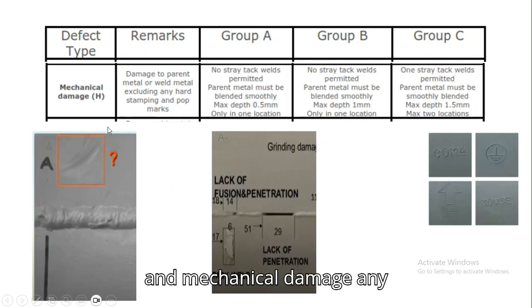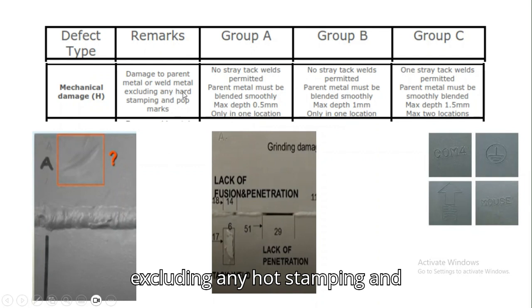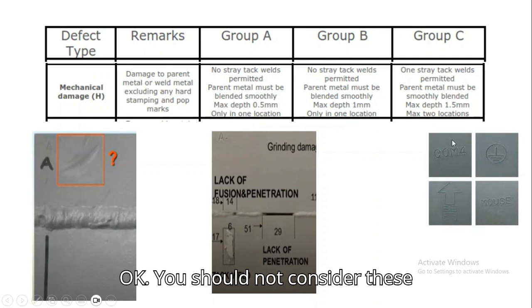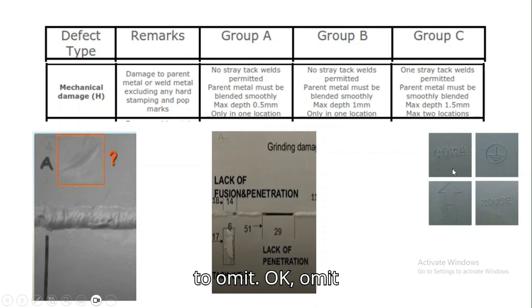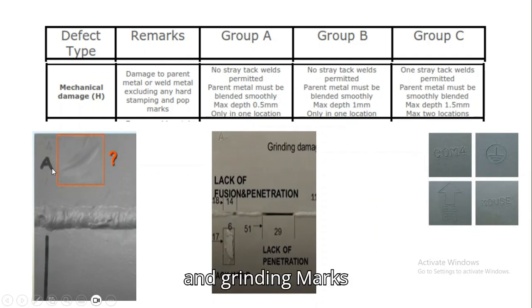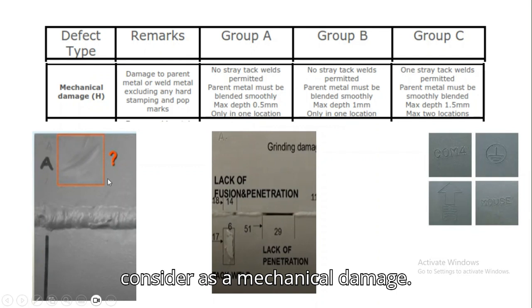And mechanical damage, any damage to the parent metal or weld metal, excluding any hot stamping and pop marks. This is a pop mark and stamping. You should not consider this as mechanical damage. You have to omit it. And if you notice any chisel mark, grinding marks and stay tag weld, you have to consider that as mechanical damage.